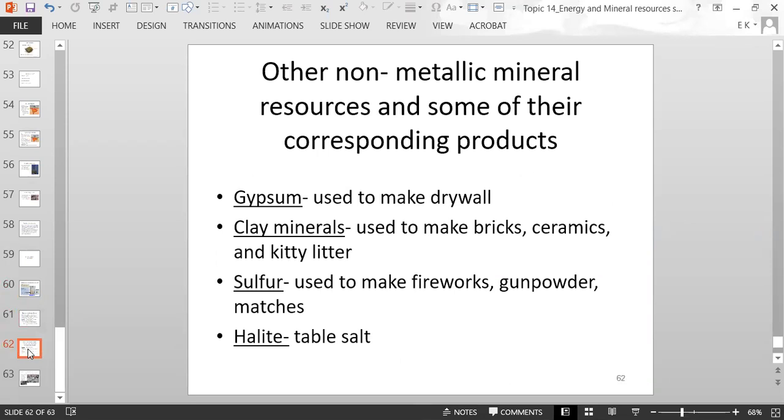And we have other non-metallic mineral resources and some of their products. Gypsum is used to make drywall. Clay minerals can be used to make bricks, ceramics, and kitty litter. Sulfur is used to make fireworks, gunpowder, or matches. Halite is table salt, right? You cook with halite, basically.